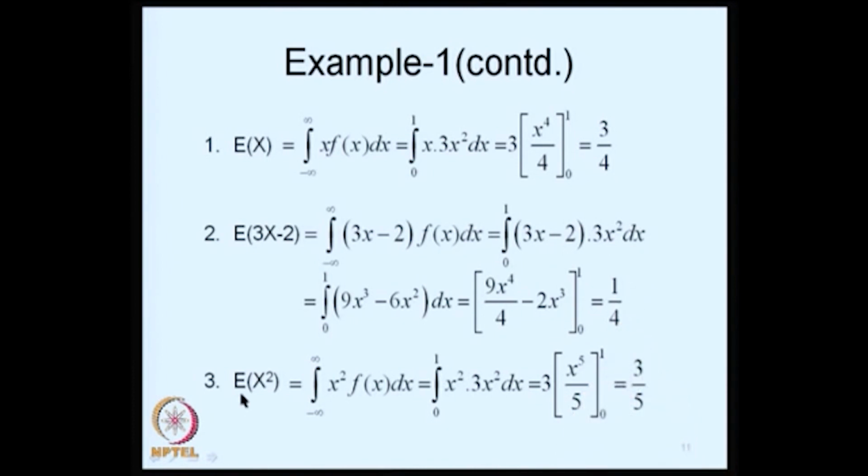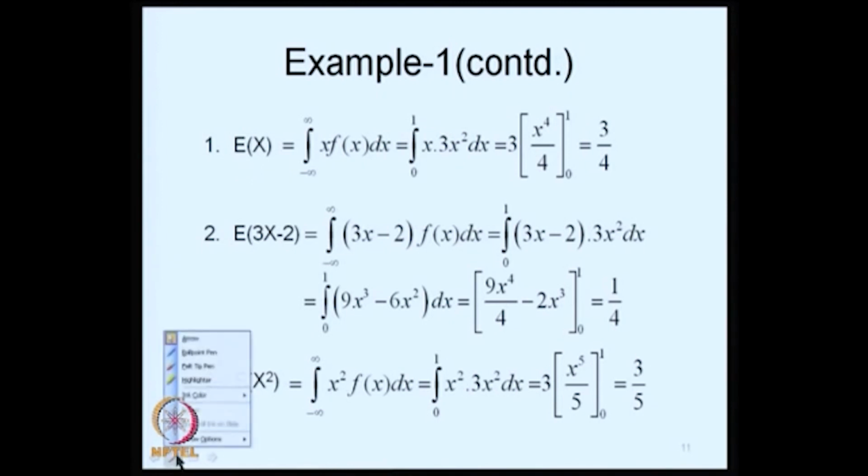Similarly, the expected value of x square is given by the integral from minus infinity to plus infinity of x square f of x dx. Here x square is the function and f of x is the PDF, and you will get this as 3 by 5. Recall that the expected value of x square can be used to get the variance once you have the expected value of x.